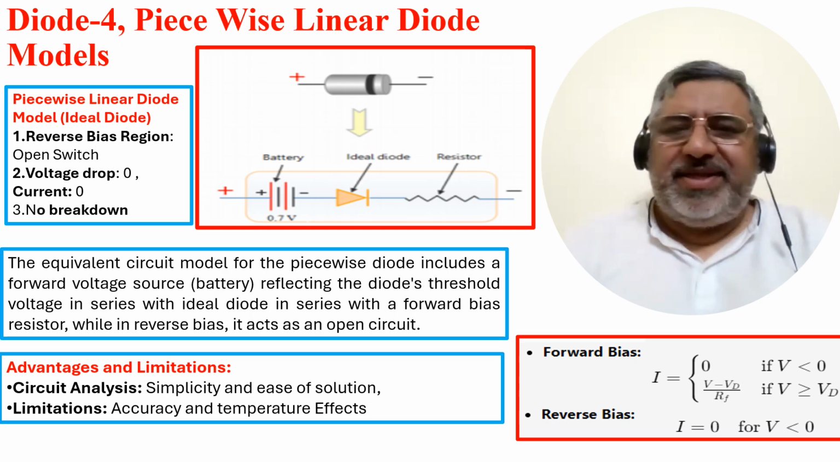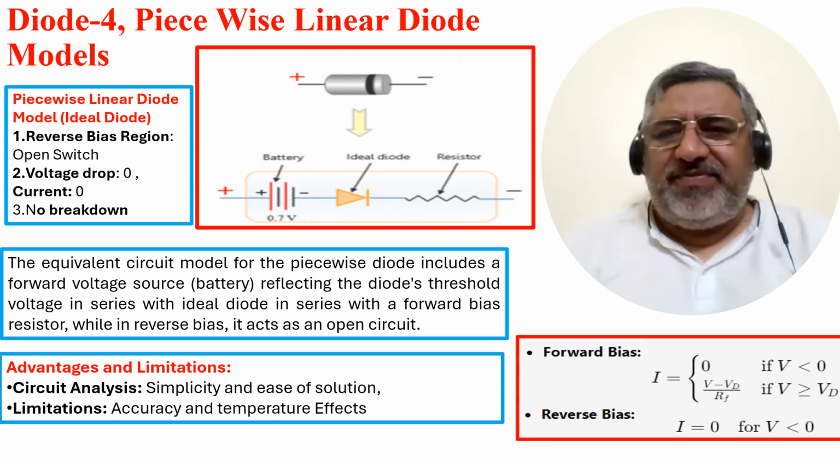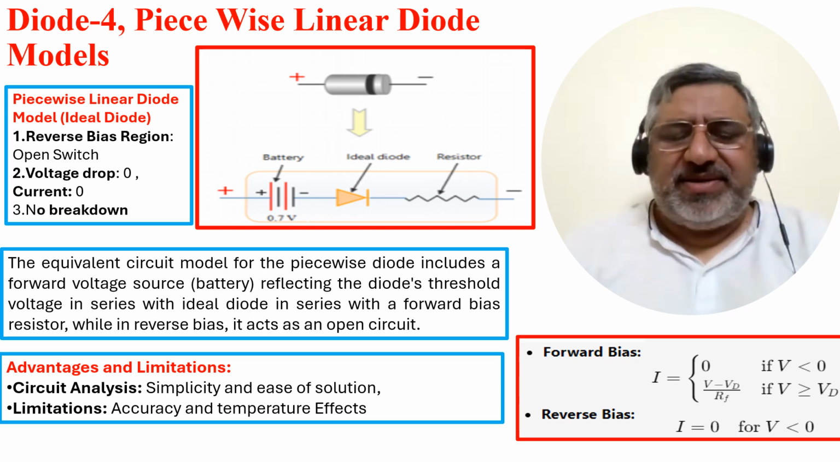When the voltage applied across a diode is greater than VD, the diode forward voltage, the diode forward bias current is equal to V minus VD divided by RF, where V is the applied voltage, VD is the diode forward voltage, and RF is the forward resistance of the diode. In the reverse bias condition, the diode is treated as an ideal diode model. In other words, there is no difference between the ideal diode model and the piecewise linear model in the reverse bias region. So there is no current in the reverse bias region in the piecewise linear diode model because it is an open circuit.